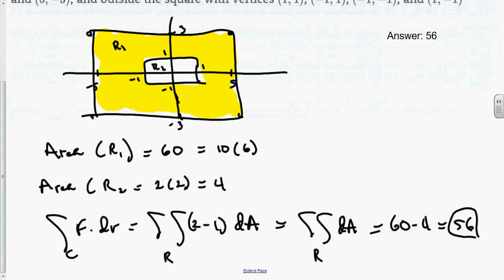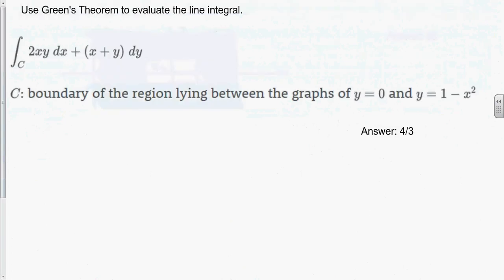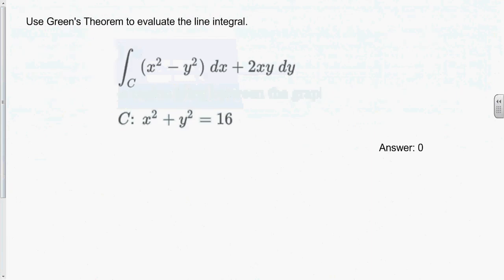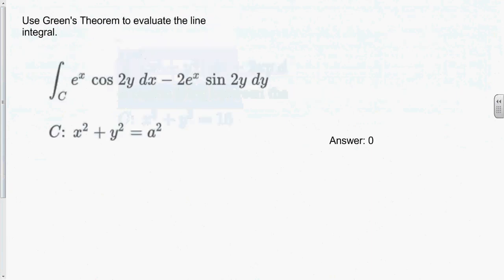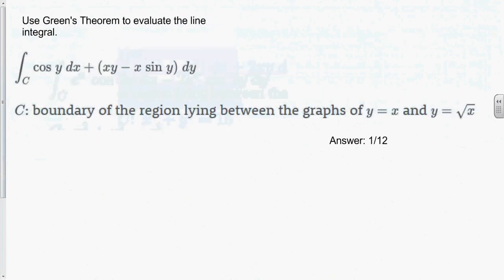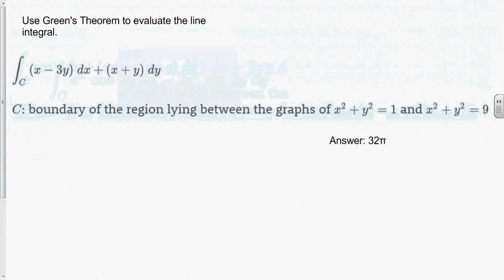All this time is getting me. Can't do them all. Let's do this one.